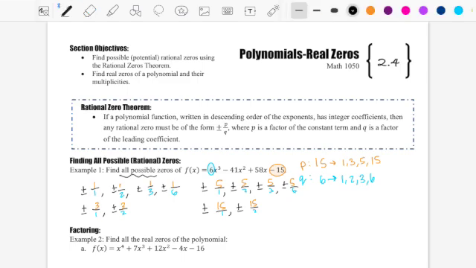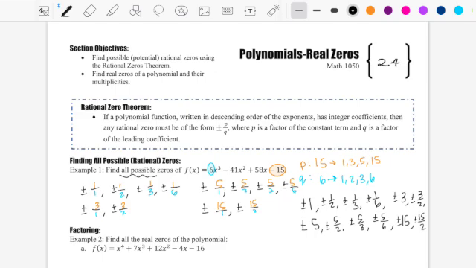So ultimately our list will end up being plus or minus 1, plus or minus 1/2, plus or minus 1/3, plus or minus 1/6, plus or minus 3, plus or minus 3/2, plus or minus 5, plus or minus 5/2, plus or minus 5/3, plus or minus 5/6, plus or minus 15, and plus or minus 15/2.